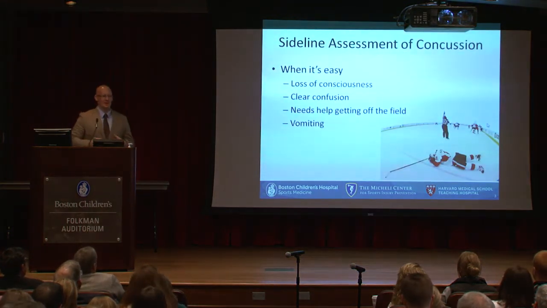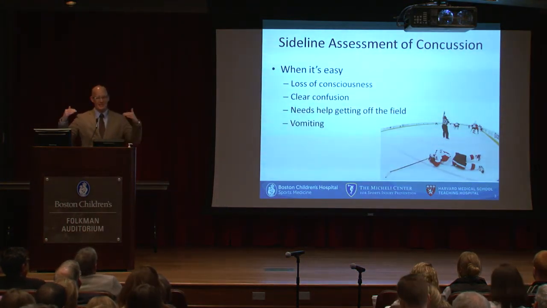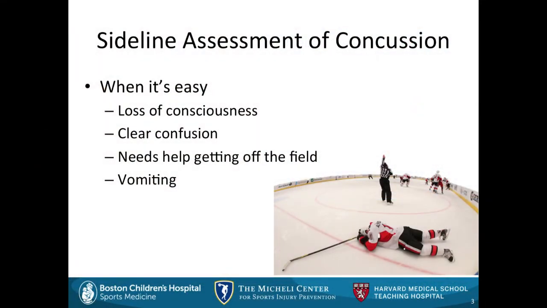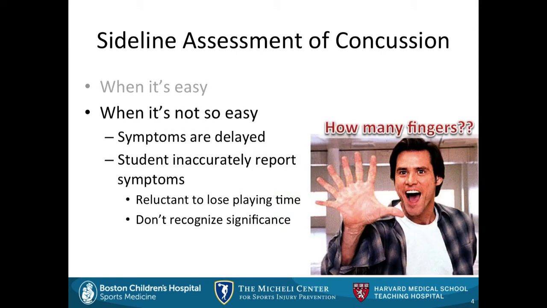So those are the easy ones, right? Those are the ones where you don't need a formal evidence-based education system of how you're going to evaluate a concussion on the sidelines. That's not that common. If you have a loss of consciousness, if they've come over and they're confused, if they're going to the other sideline to ask teammates their questions, then we have an obvious concussion. If they need help getting off the field, if you're picking them off the ice or picking them off the grass, then obviously that's not a difficult thing. But a lot of times it's not that easy.